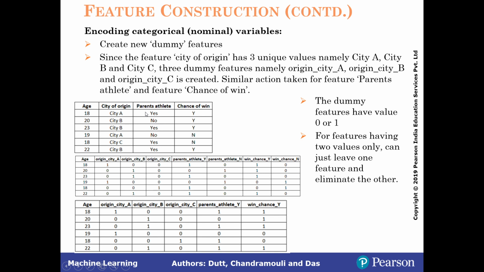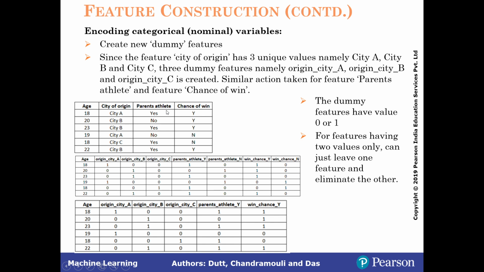Now again, in parent athlete, there are yes and no cases, right? So with respect to parent athlete, you create a column for yes and one for no. Again, there is one more thing, win chance. In win chance, again we have yes and no. So you make them as well. Now all the values will be boolean, either 1 or 0. City A is valid for what cases? Age 18 and age 19. So only for the valid ones you give 1, and for invalid you give 0. Similarly, for parent athlete, yes is for whom it is a yes. Here we are performing with respect to yes.